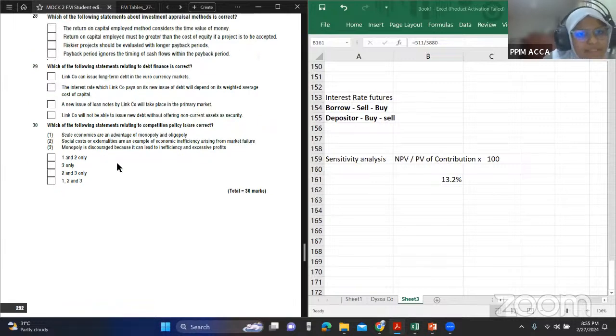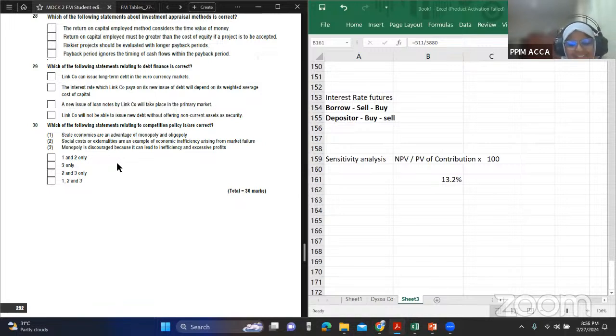Which of the following statements relating to competition policy is correct? Scale economies are an advantage of monopoly and oligopoly. Monopoly, oligopoly means you are going to have most of the business for your particular company. So then what will happen? Obviously, you will have economies of scale because the number of goods that you are producing will be pretty high. As a result, the cost per unit will drop. So one is correct.